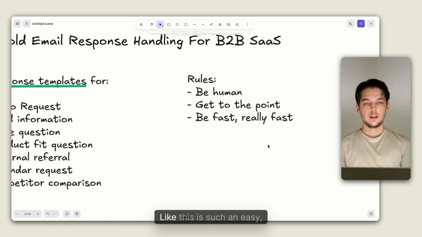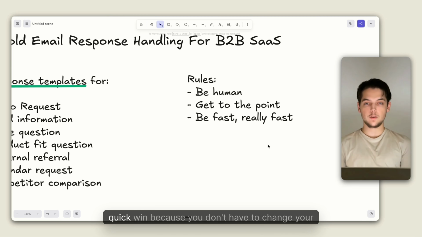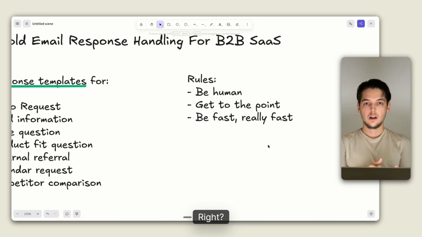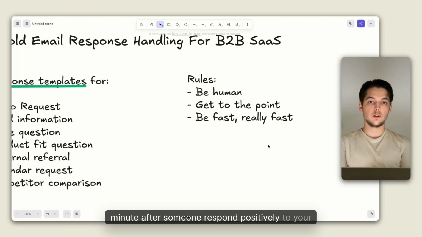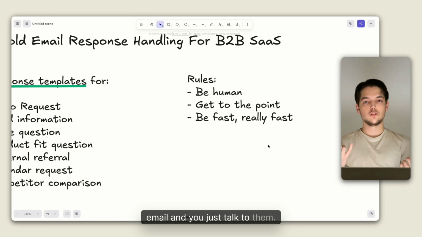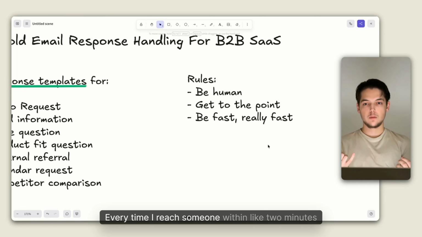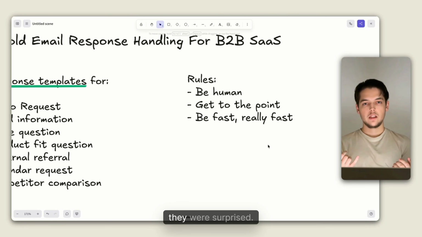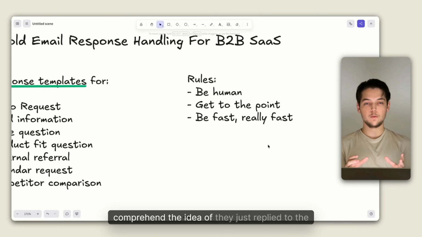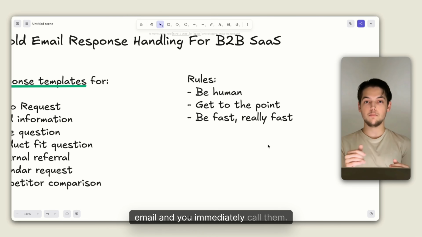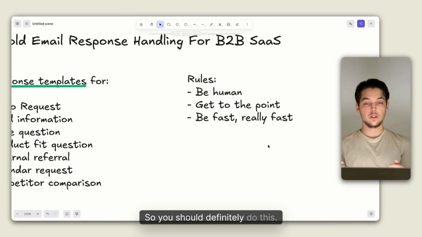booking rate. This is such an easy, quick win because you don't have to change your scripts. You don't have to change anything. You're just fast, right? The best bookings happen when you just call 1 minute after someone responds positively to your email and you just talk to them. Every time I reached someone within like 2 minutes on the phone, they were surprised. They sounded happy because they couldn't comprehend the idea that they just replied to the email and you immediately call them. That's a really solid first impression. So you should definitely do this.